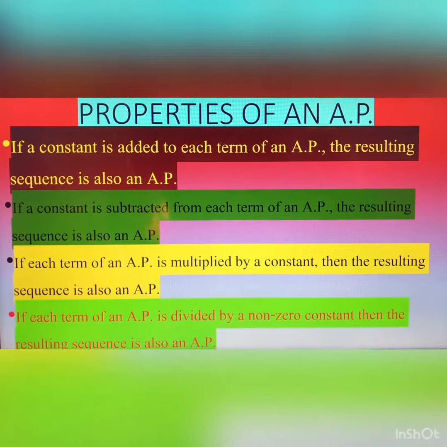Now, if each term of an AP is divided by a non-zero constant, then the resulting sequence is also an AP. Means if we divide the given AP by a fixed number, then the new sequence is also an AP. So these are the properties of an AP.